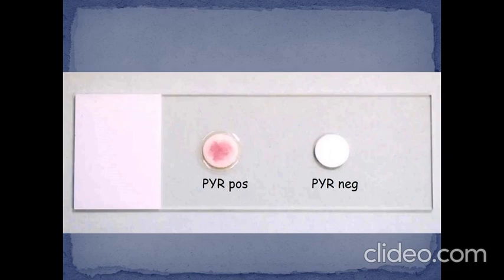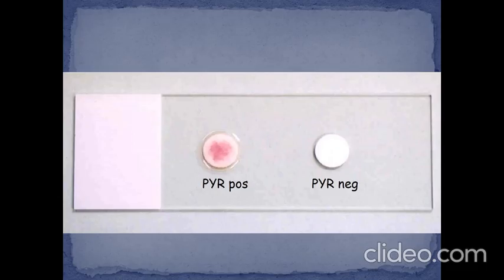This is what it would look like when we have a result. On the left we have a PYR positive. So this has that beta-naphthylamine that has reacted with the cinnamaldehyde, and that's produced this red color. So we do have that PYR enzyme in there. And on the right is a PYR negative. Now this is a very negative PYR.